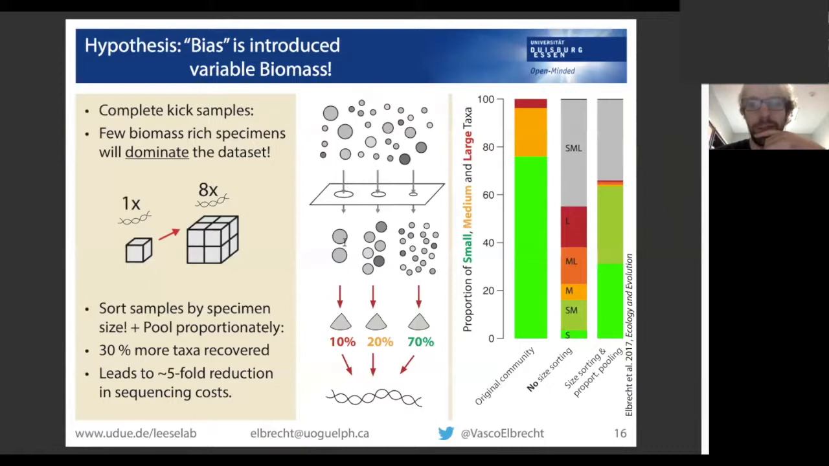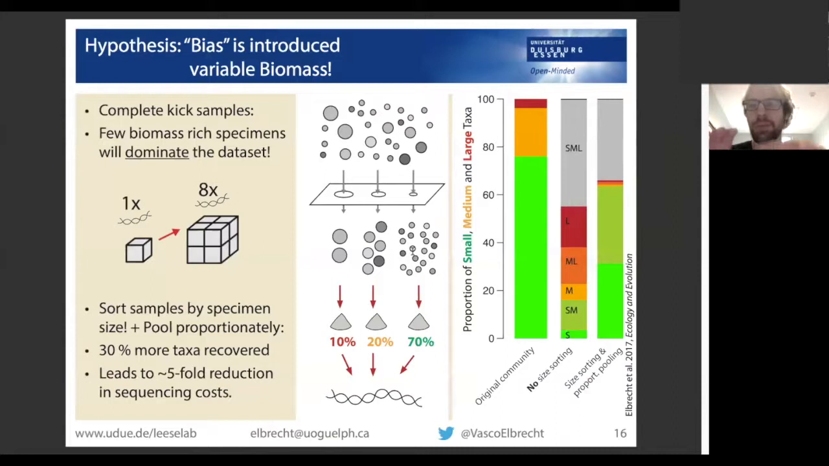And then the big specimens, we only take a bit of tissue once we grind them up and pool them in a way that the small specimens are a bit stronger represented when you pool your tissue together. And what that leads to is that you basically detect more taxa because you don't lose all your small specimens. And it also means you can sequence less because you have more equally pooled the specimens in your sample.